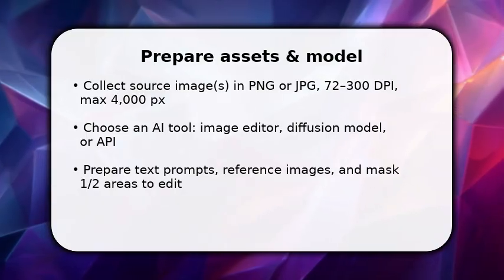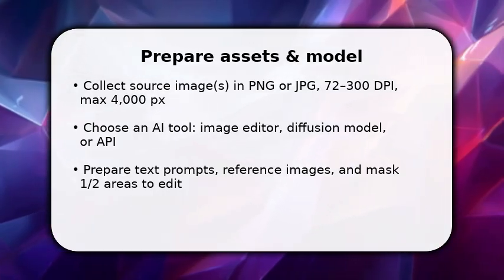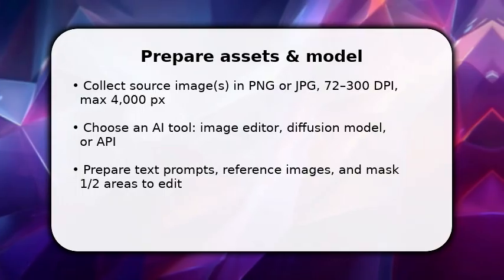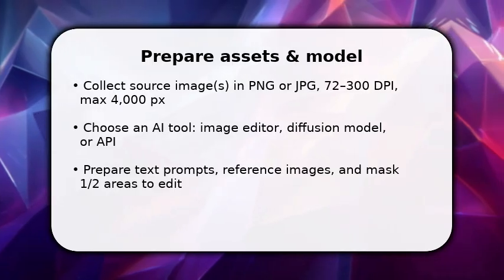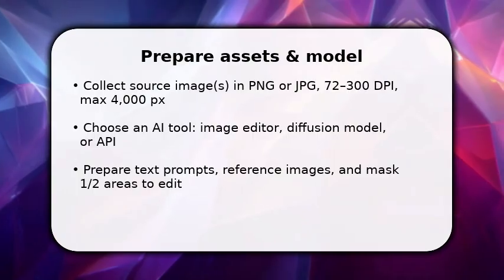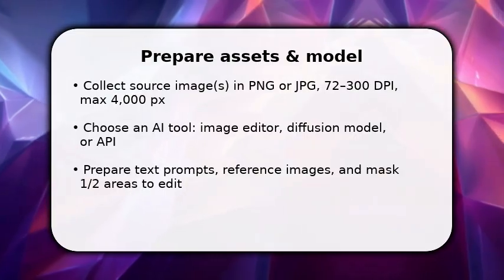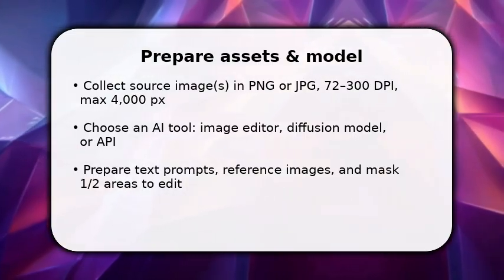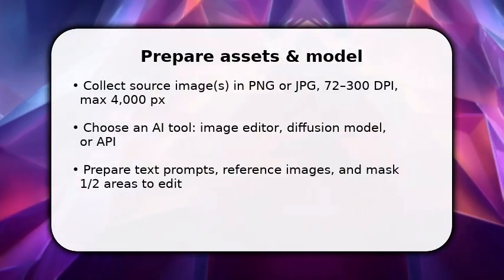You start by organizing your assets and picking the right model for the job. Have your source image, optional reference images, and a clear text prompt ready. Make a simple mask that covers regions you want to change. That mask tells the AI where to operate. Once done, load the image and mask into the chosen tool or API, set resolution and seed if available, and run a quick test pass to confirm inputs are correct before larger edits.